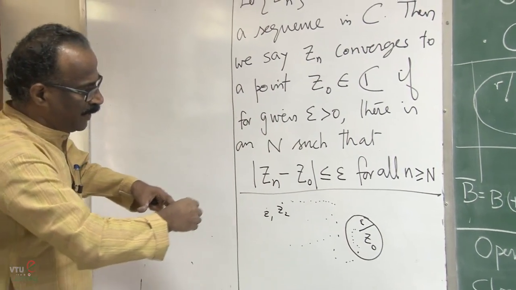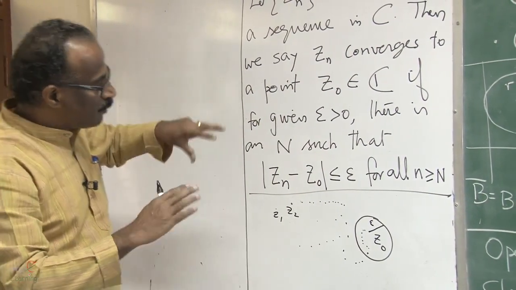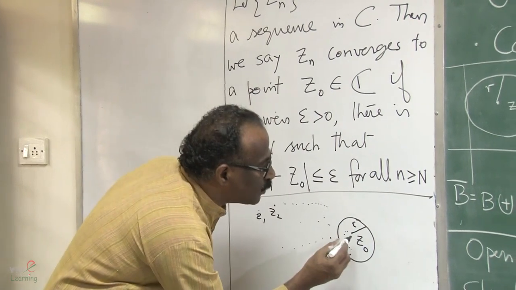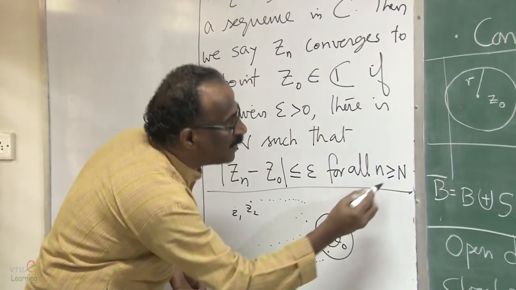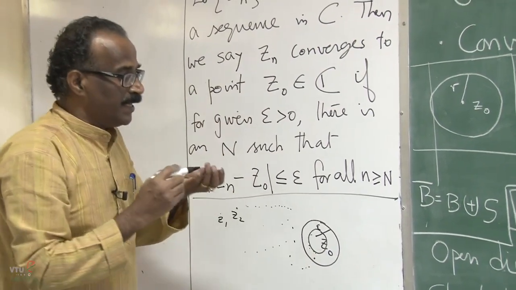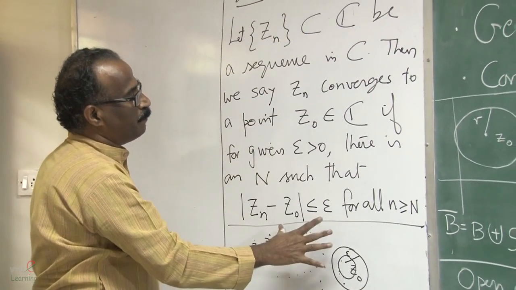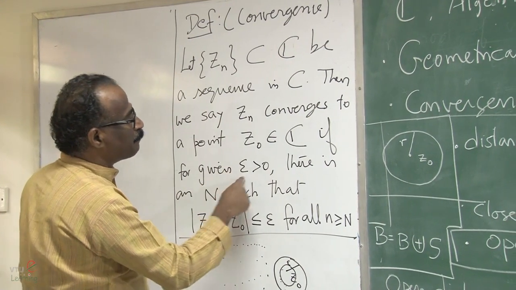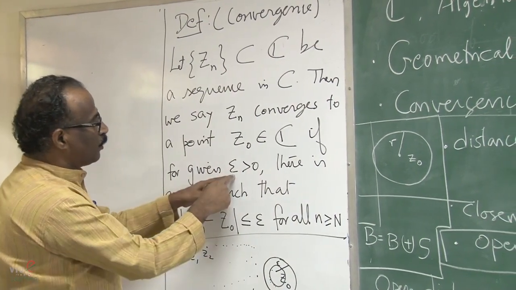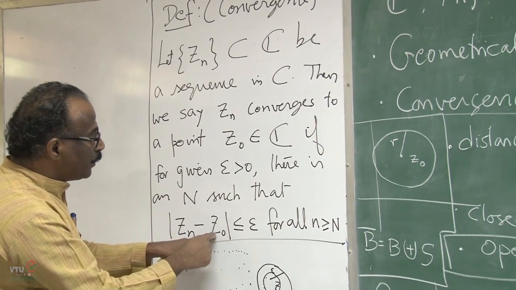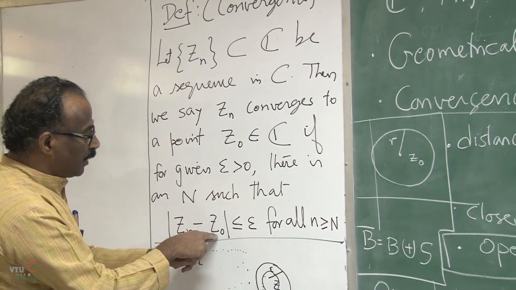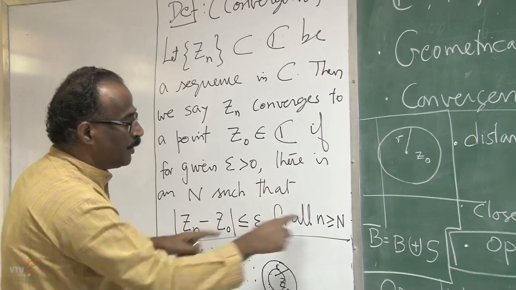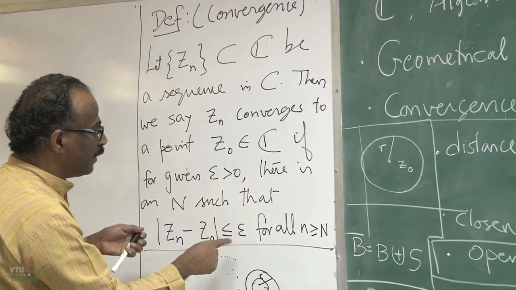The sequence may remain outside for a while, it may not come immediately, but eventually it comes. Even if I choose a smaller epsilon, then after some time this N may change, but it will come to that. That is what convergence means, and this is the very precise definition of convergence. So you have to understand that. Keep that: given epsilon there is an N, that's what it says. So epsilon means you are putting an error, how close you want your sequence of numbers, how close Zn should be to Z naught. Once you prescribe it, there is an N after which Zn belongs to that neighborhood.